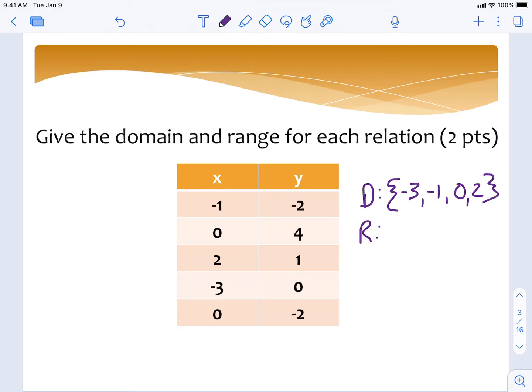Range, same idea except with the y values. So our lowest one is -2, then 0, 1, and 4. Comma 4. Like that.